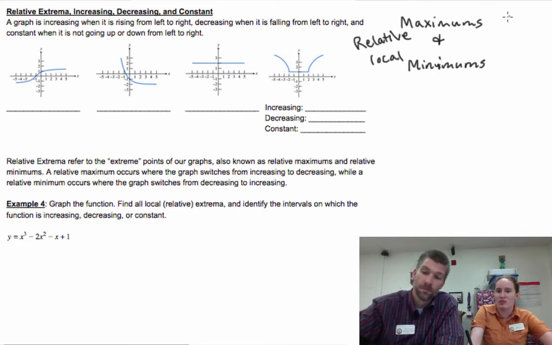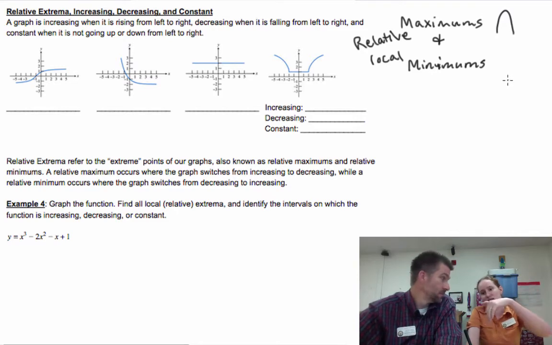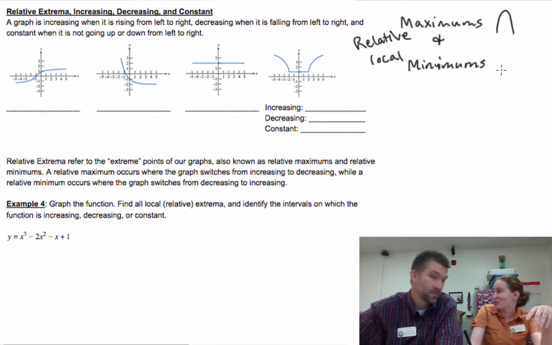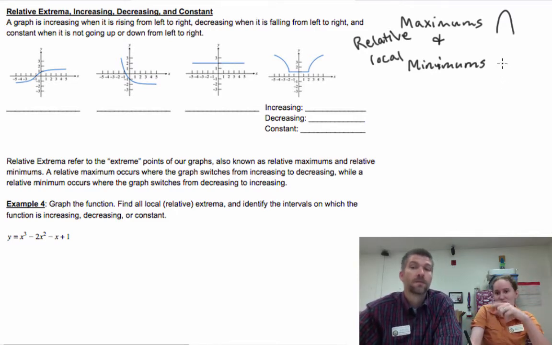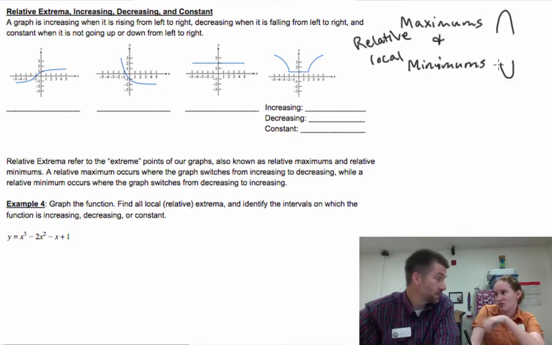Relative and local, because a relative or local maximum is all the places where we switch from increasing to decreasing, and a relative or local minimum is where we switch from decreasing to increasing. That's right, peaks and valleys.